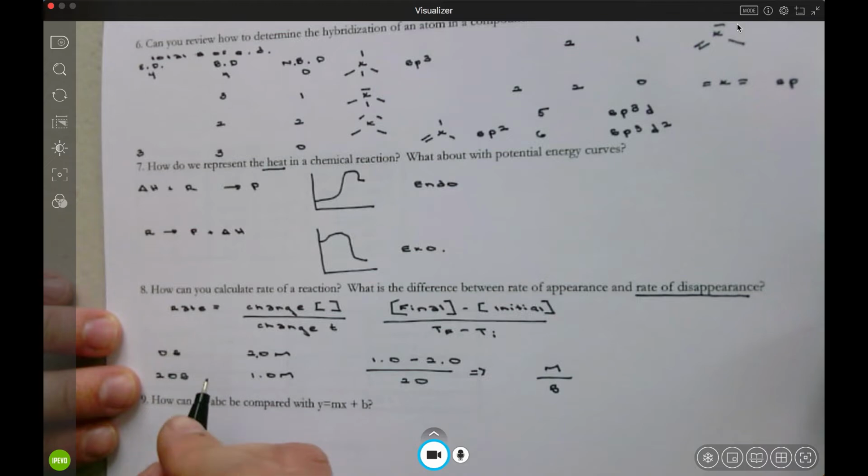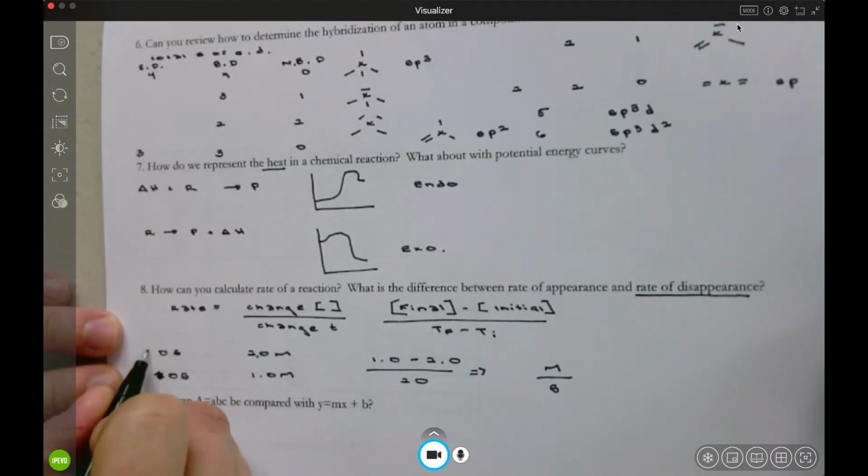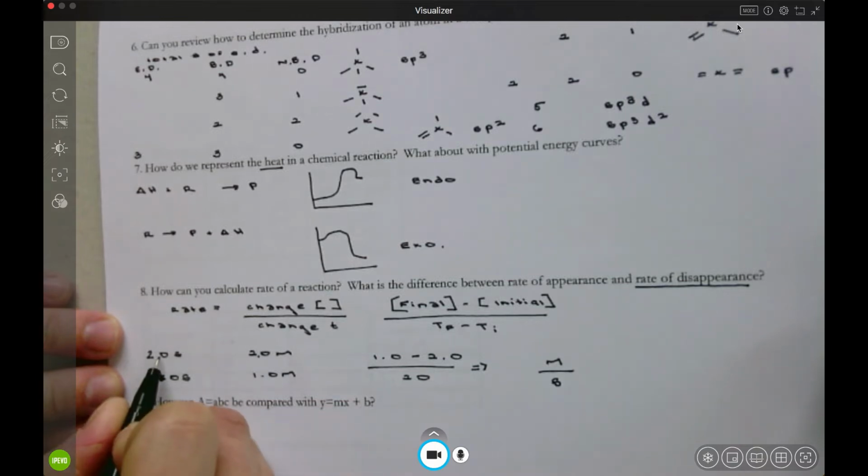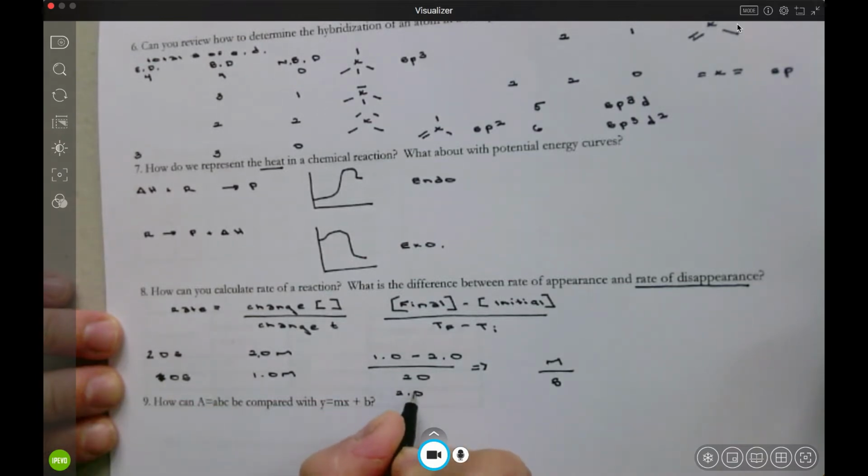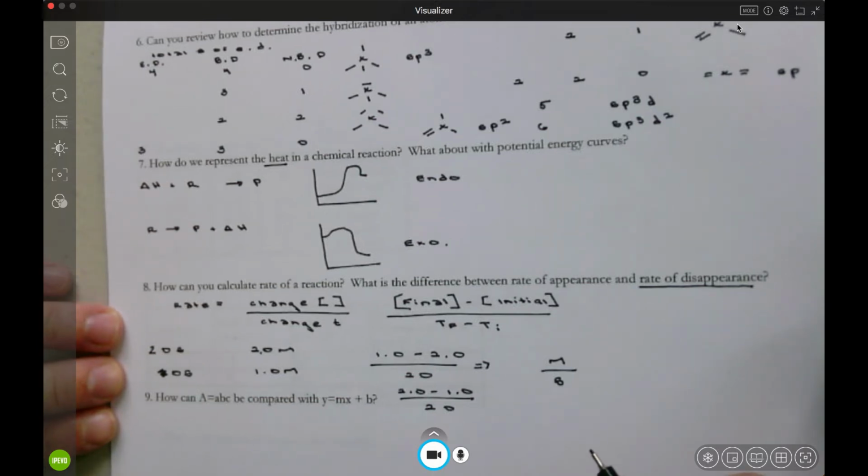If instead I was going from 1 molar at 0 seconds to 2 molar at 20 seconds, then this would be 2.0 minus 1.0 divided by 20. In which case, this would be my rate of appearance, because I would be increasing the amount of my concentration. Okay.